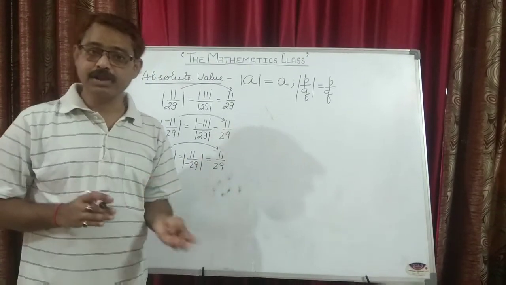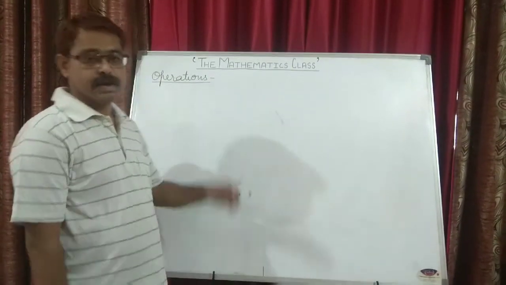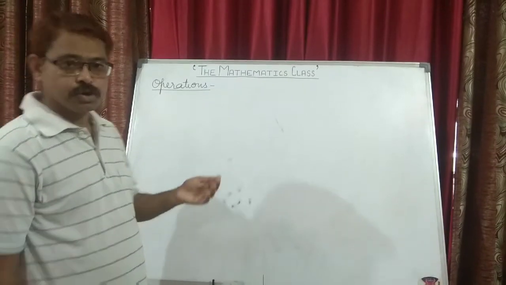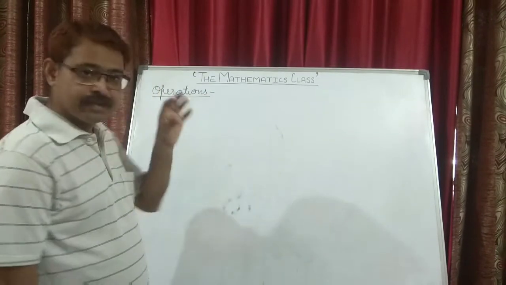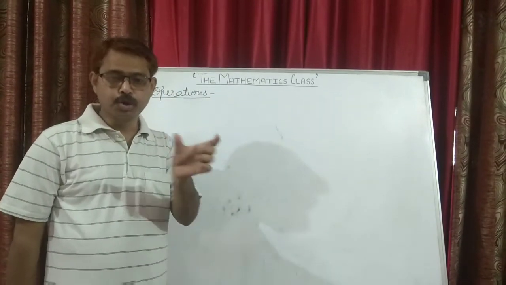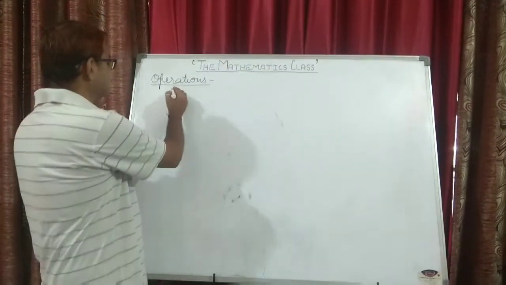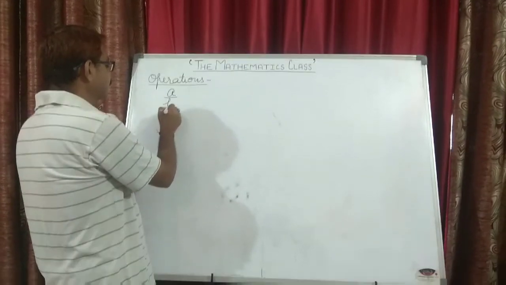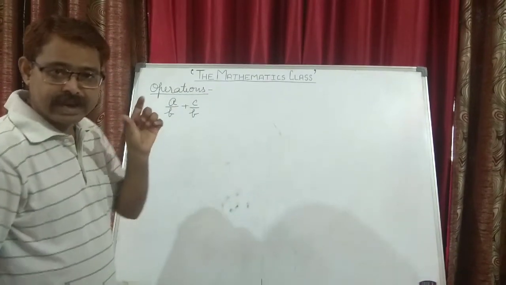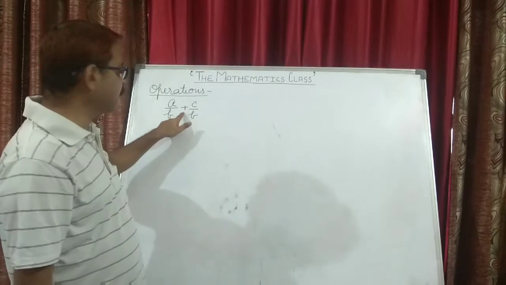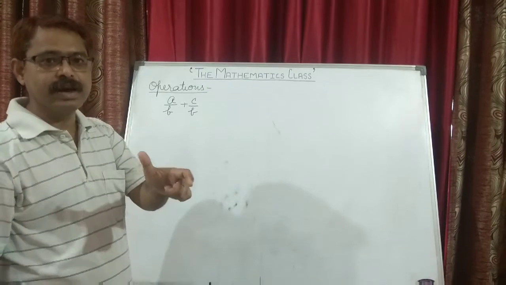Now we will be discussing some properties of rational numbers. Next is about the operations. We will talk about two operations, addition and subtraction. Whenever we add or subtract two rational numbers, we check their denominators. Suppose I say a upon b plus c upon b. When we are adding or subtracting, it could be minus also. First we see the denominators.